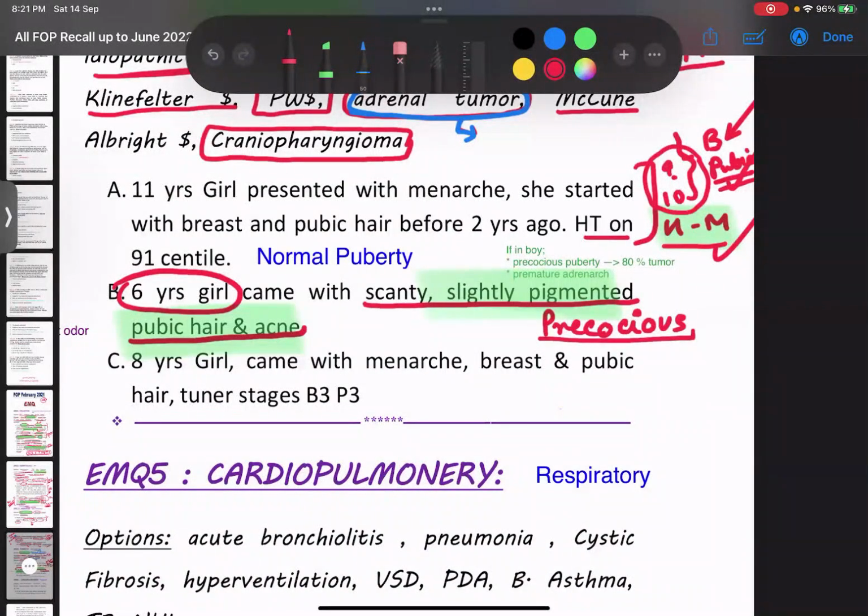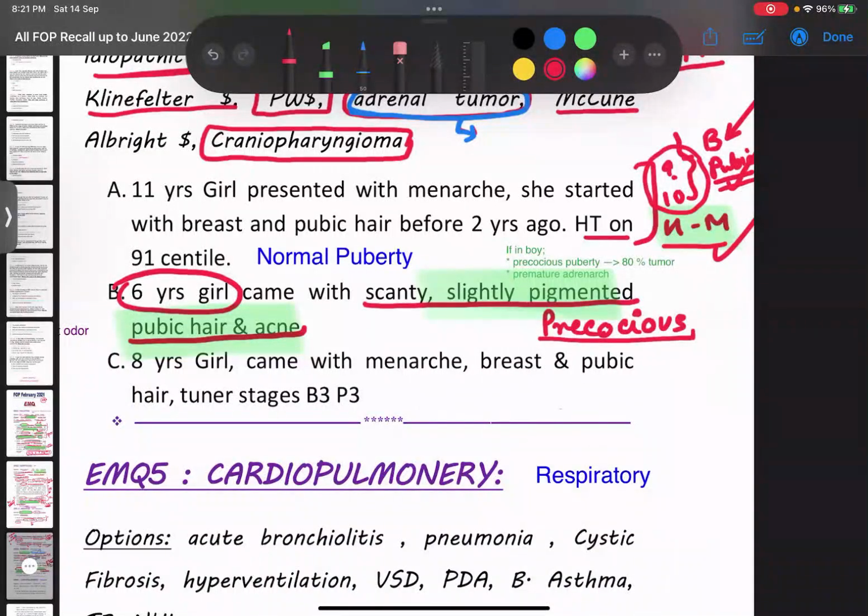Adrenal. Yes. So pubic hair and acne, these are caused due to excessive adrenal androgen. So this is a case of precocious puberty. But what kind of precocious puberty? Premature adrenarche. Okay. So this is a case of premature adrenarche, or we can say this is a case of adrenal tumor, because adrenal tumor will again lead to premature adrenarche.